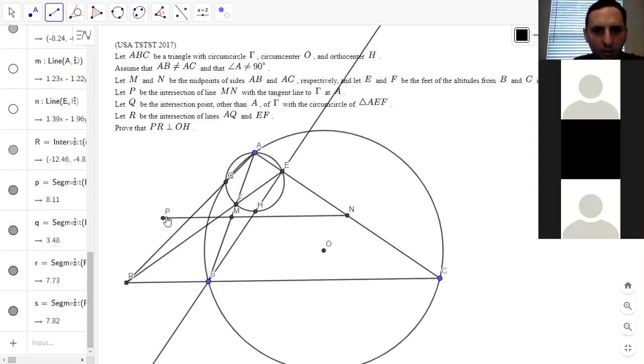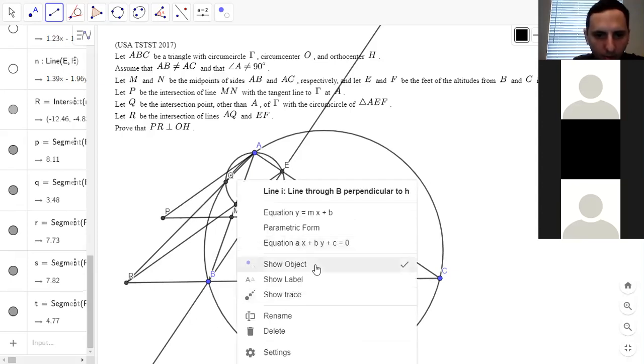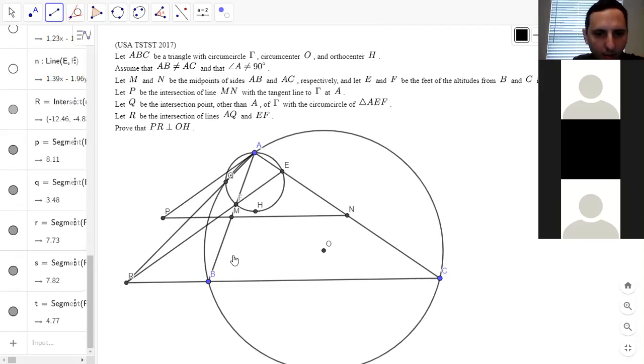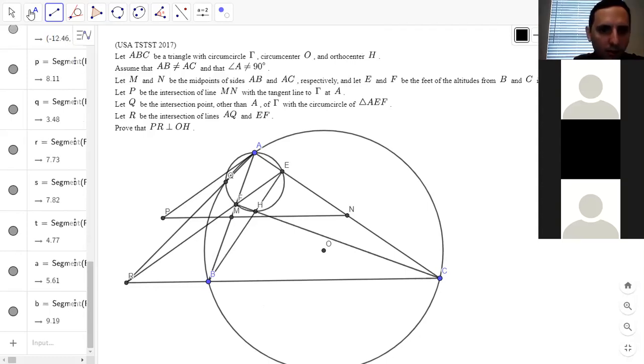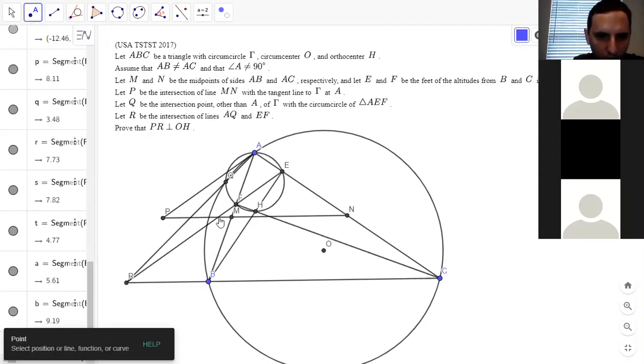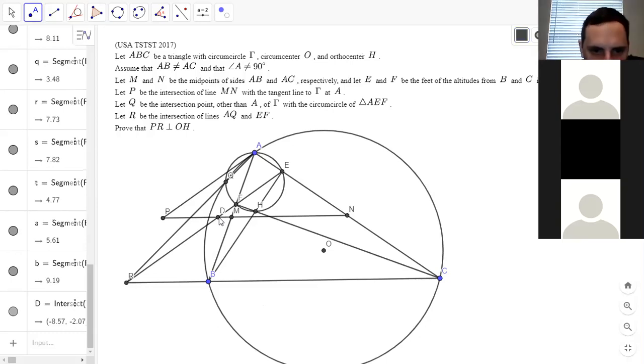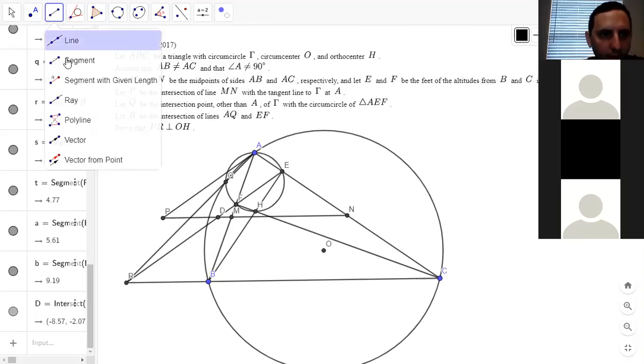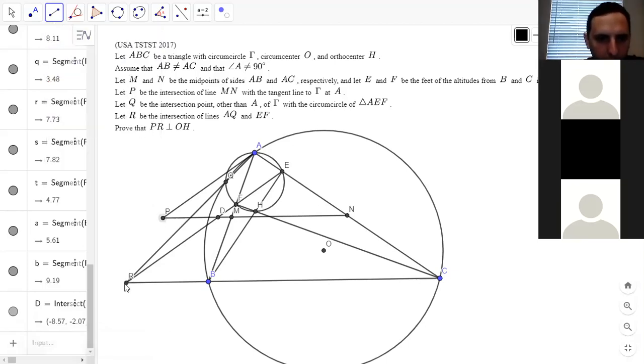Can you draw the intersection of line MN and EF? Hold on one sec. So did you say draw the intersection of MN and EF? Yes. Okay. We have a common result that AD is perpendicular to OH. Interesting. We need to prove that AD is parallel to PR. All right. How do you know that AD is perpendicular to OH?